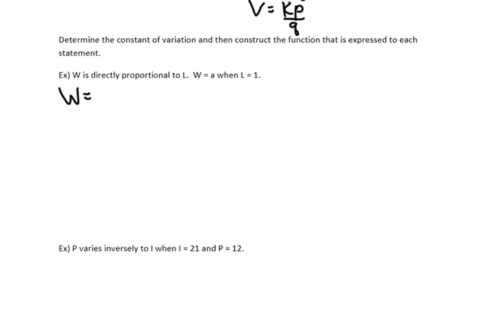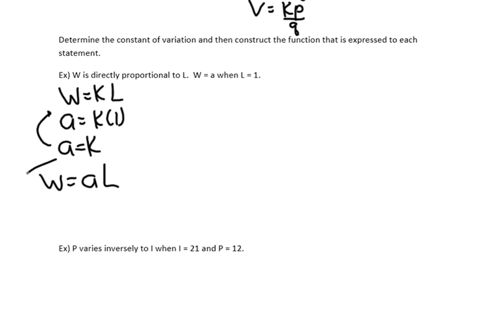W is equal to K times L. Now, what do you know? W is equal to A, and L is equal to 1. Well, K times 1 is K, so A is equal to K. That's my constant of variation. Now, go back and plug that into the original equation, and W is going to equal A times L.